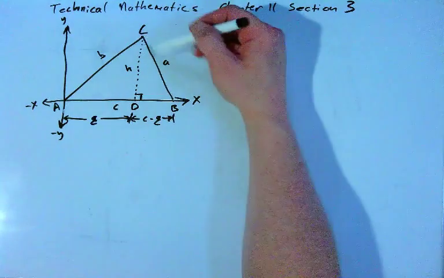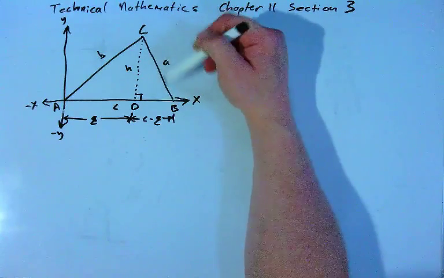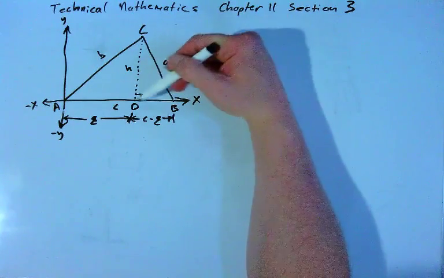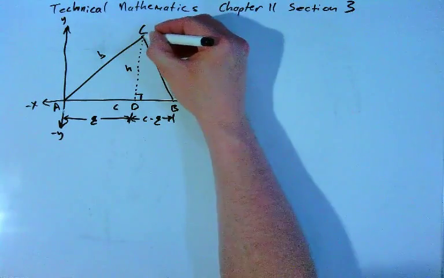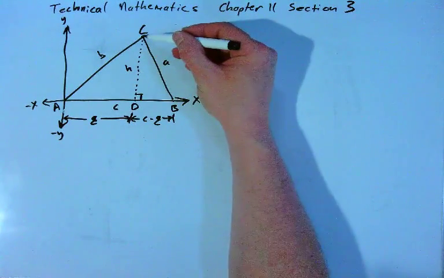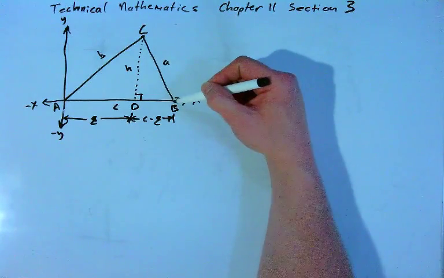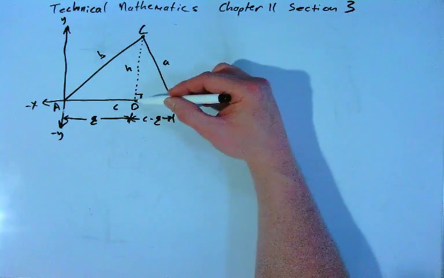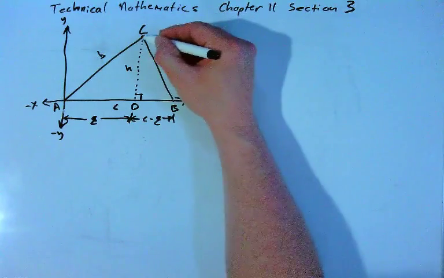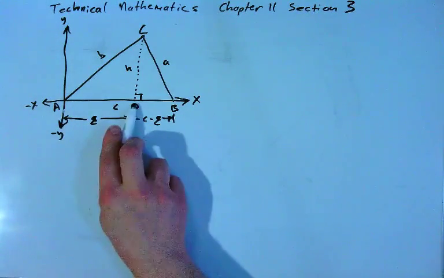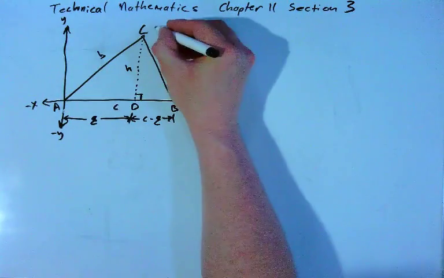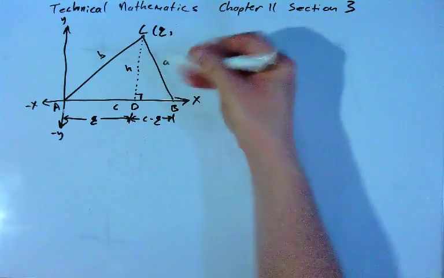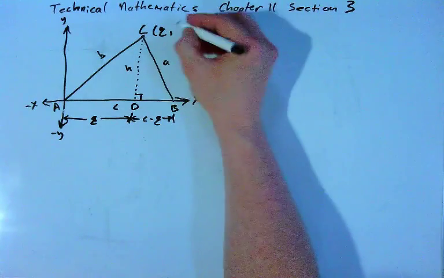And so what I want to do now is apply the Pythagorean theorem to this triangle. The first thing I want to do is call out the xy coordinate of this point, and also of this point, and also of this point. So for this point, the x coordinate is what I'm calling G. That's how far away it is from the y-axis. The x coordinate is G. The y coordinate is H.